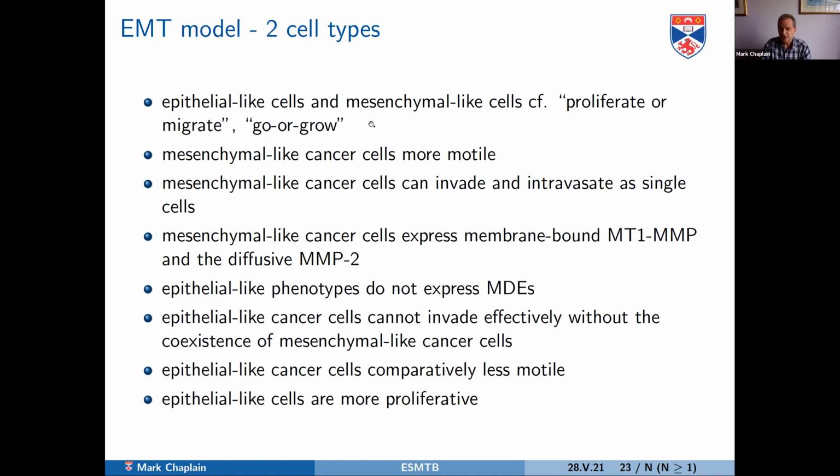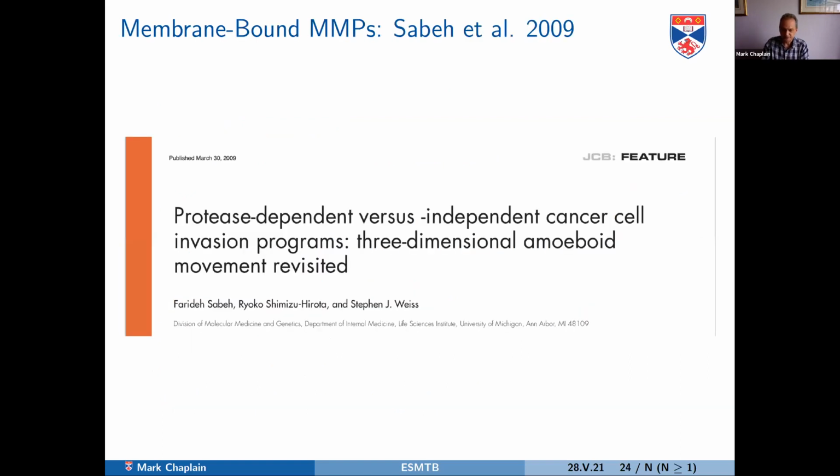And that's led to models of cancer invasion over the years at a PDE level of go and grow, or proliferate and migrate. So you have two classes of cells, one which proliferates only and one which migrates only. And you can have a switch between the two populations, and that's led to some interesting models, and you can do some traveling wave type analysis. But we want to embed this at the hybrid level of individual cells.